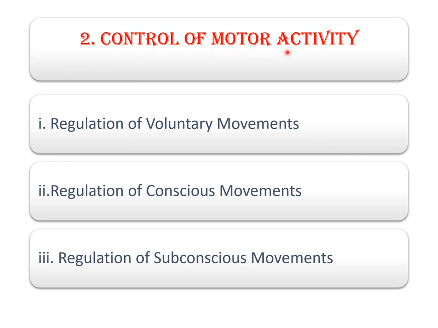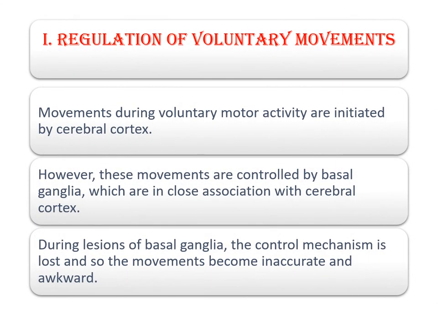Then, control of motor activity, in which there is regulation of voluntary movements, regulation of conscious movements, and regulation of subconscious movements. First of all, the regulation of voluntary movements. Movements during voluntary motor activity are initiated by the cerebral cortex. However, these movements are controlled by basal ganglia, which are in close association with the cerebral cortex. Now, during a lesion of the basal ganglia, the control mechanism is lost and so the movements become inaccurate and awkward.